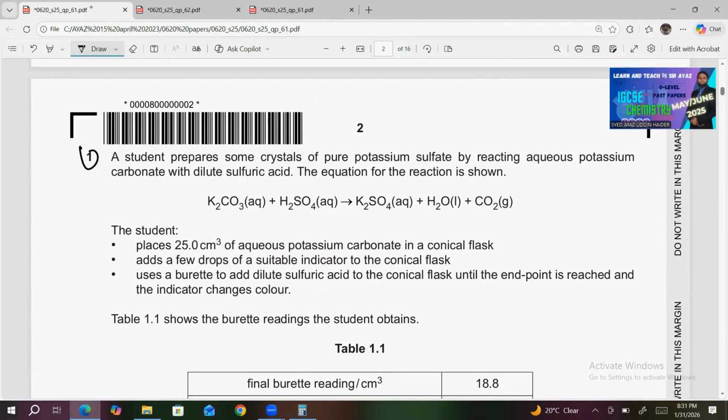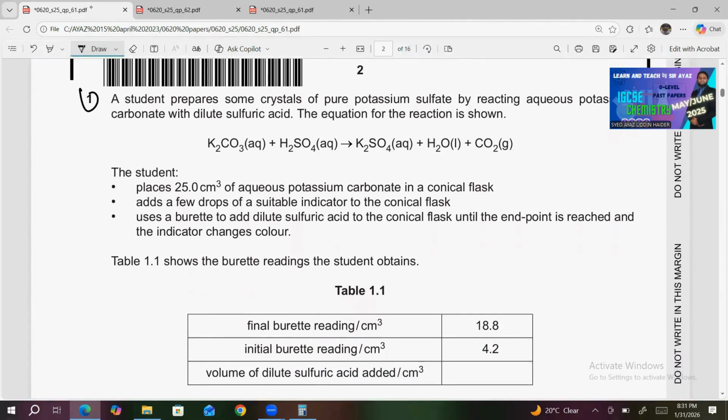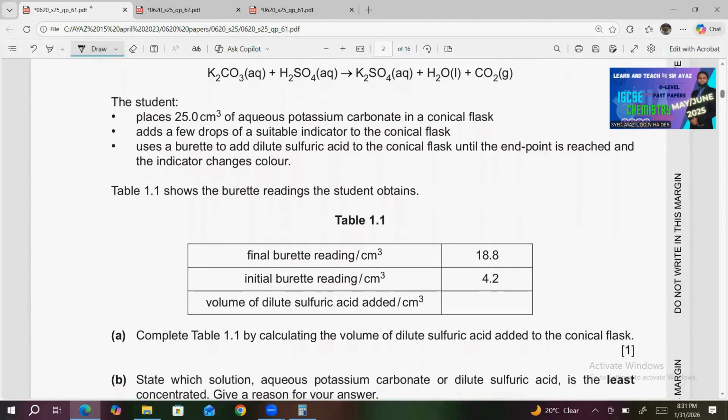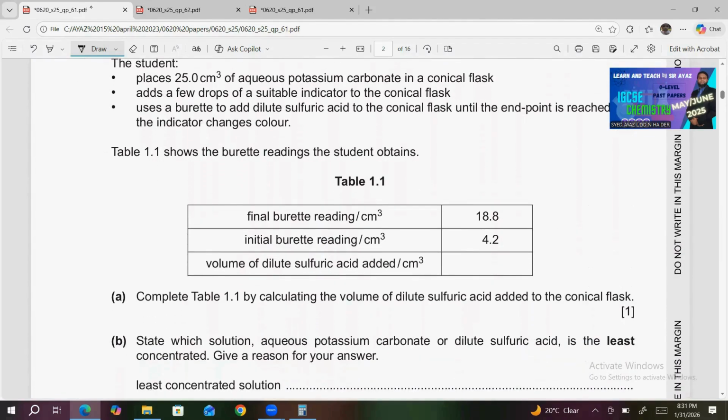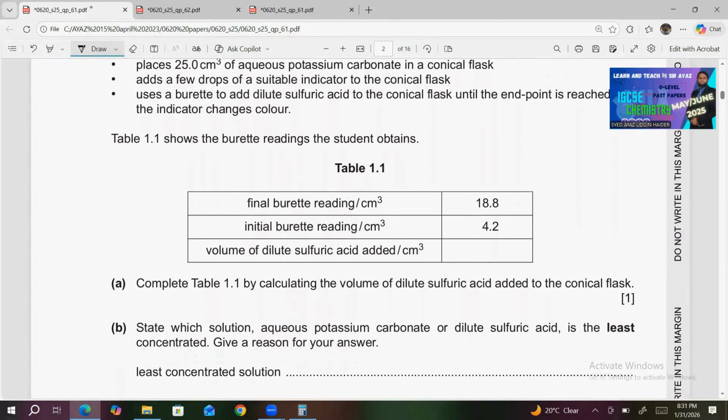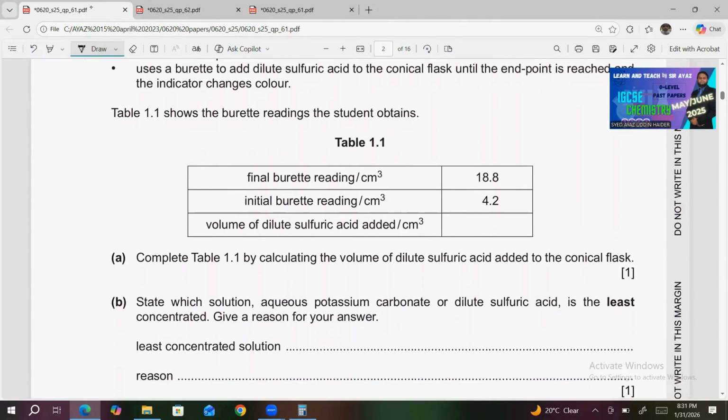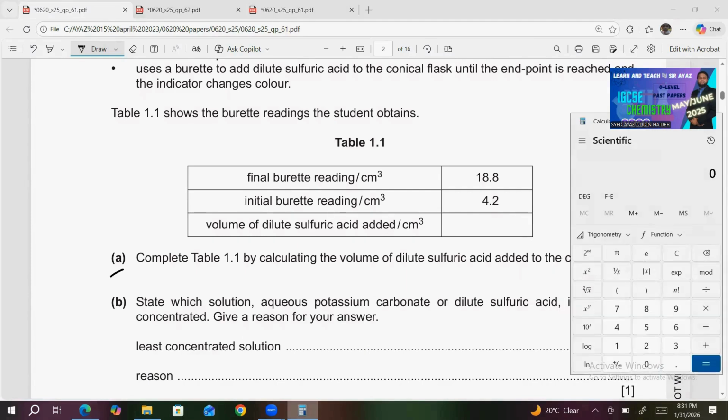Table 1.1 shows the burette readings the student obtains. We have final burette reading, initial burette reading, and they left blank for volume of dilute sulfuric acid added. A. Complete table 1.1 by calculating the volume of dilute sulfuric acid added to the conical flask. So you simply have to subtract 4.2 from 18.8. So we will get 14.6.